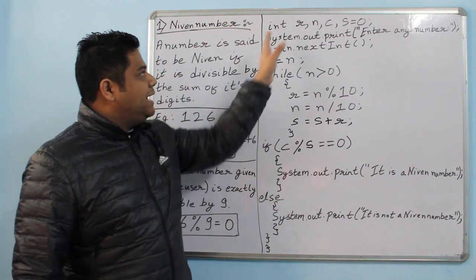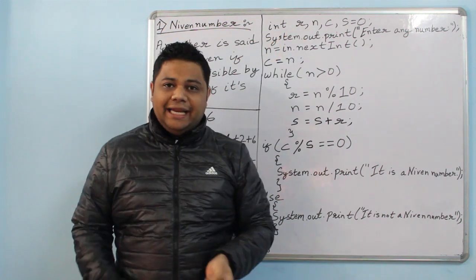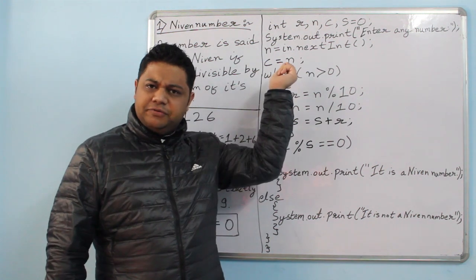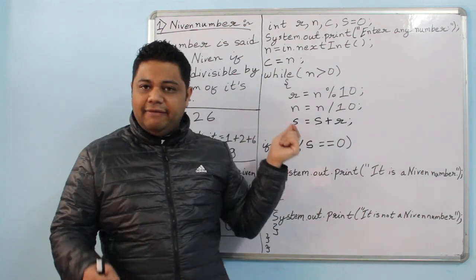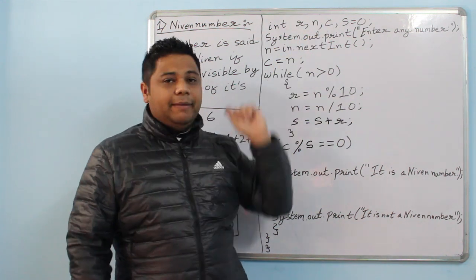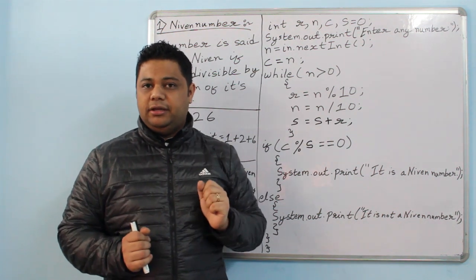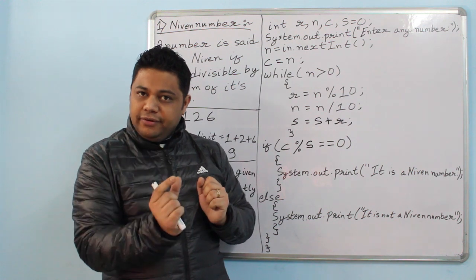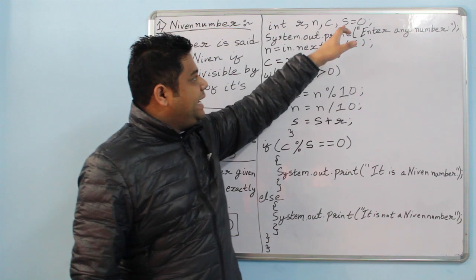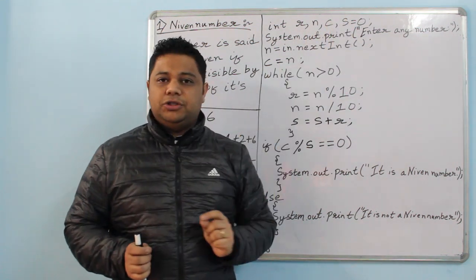Now moving on to the program, I have taken some variables: int r, n, c and s equals 0. I think you already know r is for the remainder, and n is to take the value from the user and use it in the loop as well. The variable c is a new one, which is used to keep a copy of the original number n, and I'll tell you why we are using that. And s is for the sum of digits. We have to calculate the sum of digits, so that's why we are taking s equals 0.